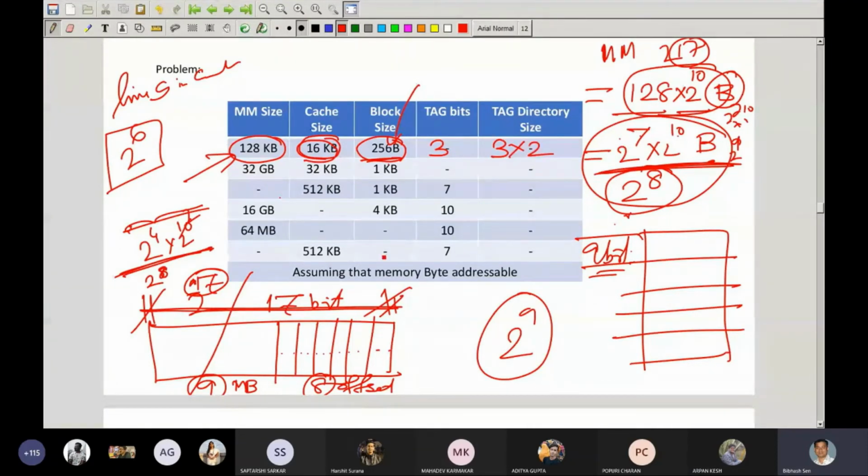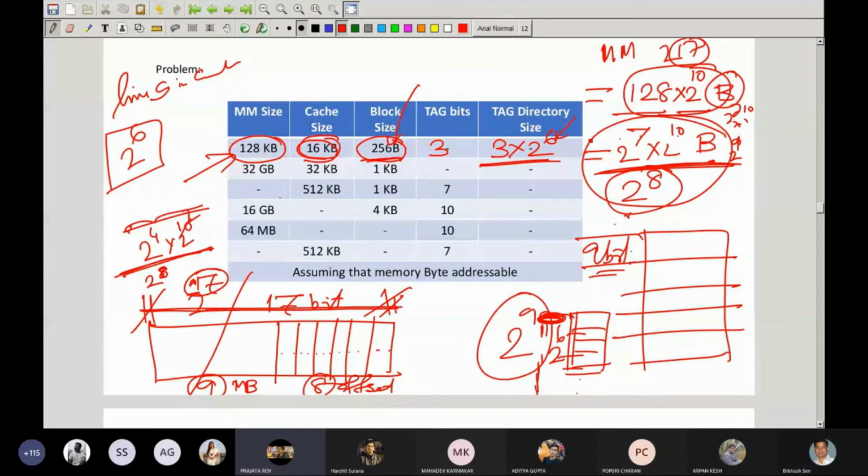What is the cache size? 2 to the power 6, because 3 tag bits are needed for individual locations of the cache. Am I correct or wrong? 2 to the power 6 locations are there in the cache, and 3 bits for each individual location. So what is the tag directory size? 3 into 2 to the power 6. Is it clear?